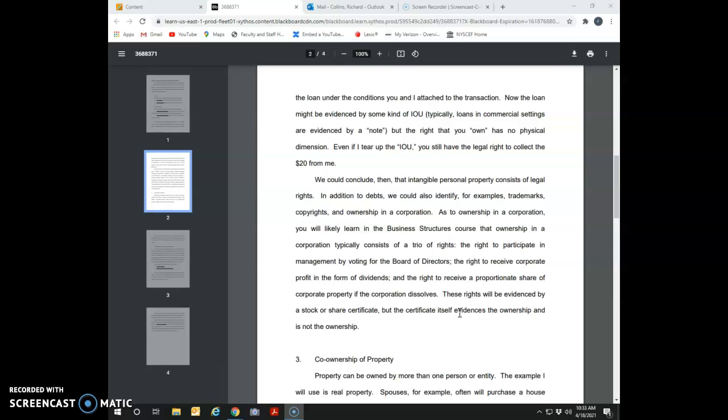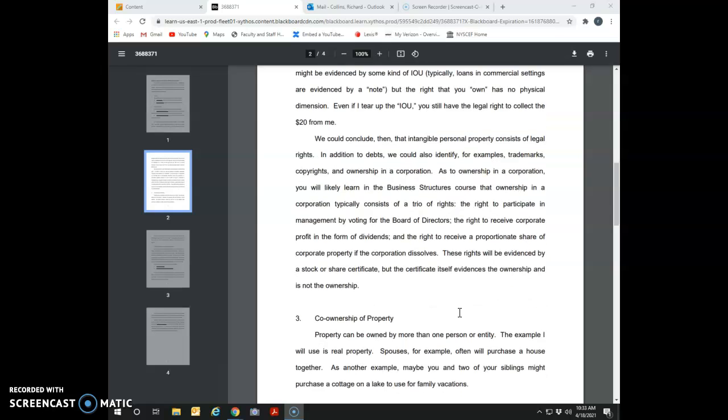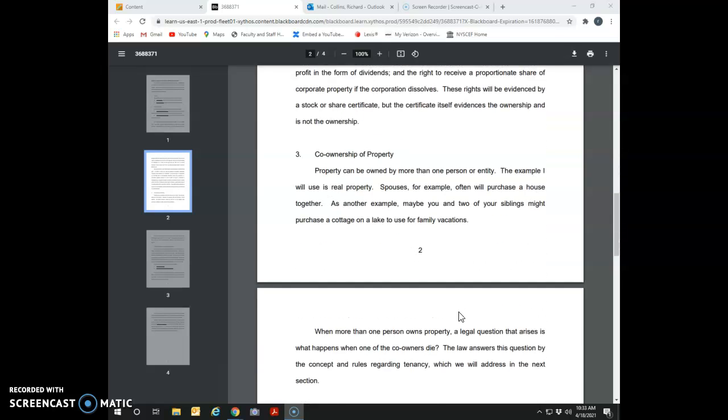So we've looked at the 2 categories of property, real property and personal property. In the area of personal property, we've divided that property into tangible and intangible property. Now let's take a look at a new category, which is co-ownership of property.